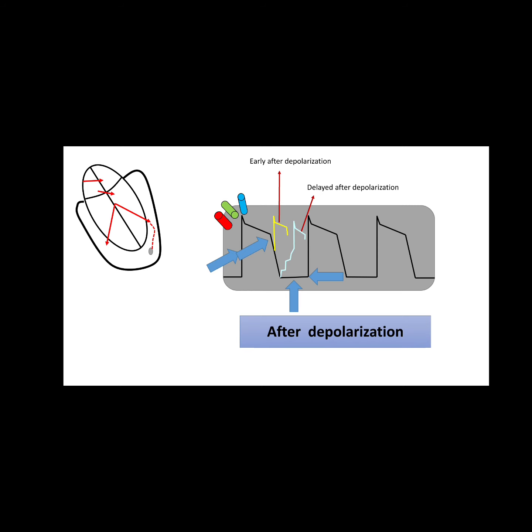But what has happened over here? Here you can see a secondary depolarization has taken place, which is abnormal. So this secondary depolarization that has taken place is known as after depolarization. Since the primary depolarization is triggering this extra abnormal depolarization, the name is given as they are produced after a normal primary depolarization.